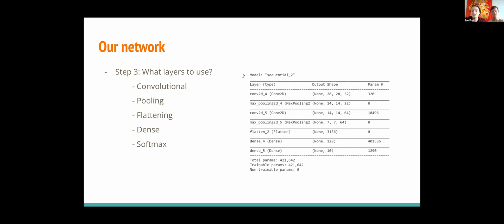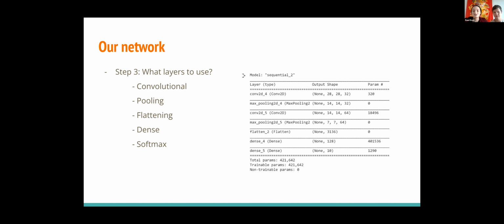Then we had to pick layers because obviously we don't have a nice S cell and C cell function that we could just pick. So we had to figure out what are we going to do. So what we did was we took 2 convolutional layers with a pooling layer each, and then a flattening layer, a dense layer, and a softmax layer. Don't worry, I will explain.